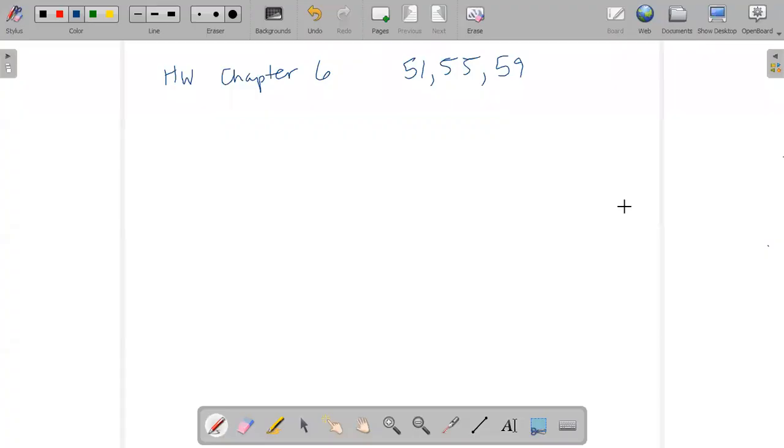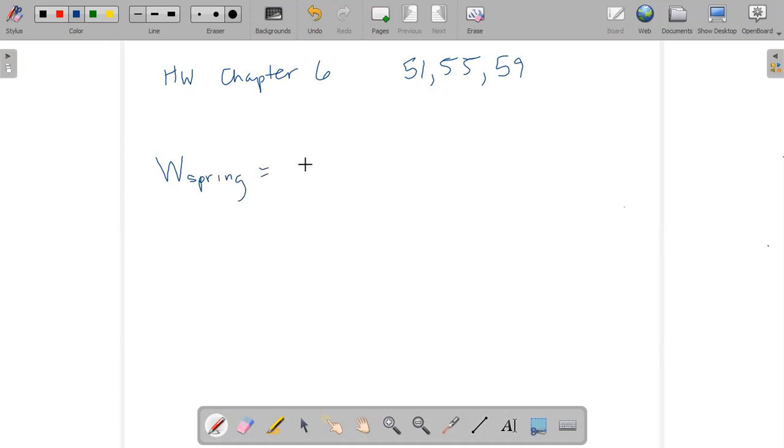59 reads: an object attached to the free end of a horizontal spring of constant 450 newtons per meter is pulled from a position 12 centimeters beyond equilibrium to a position 18 centimeters beyond equilibrium. Calculate the work the spring does on the object. All right, so let's see. We have the work of the spring.